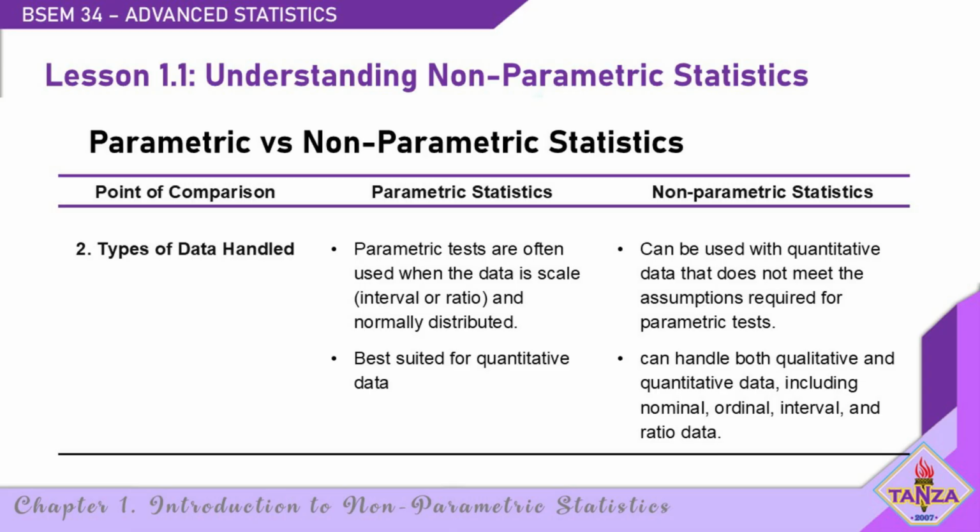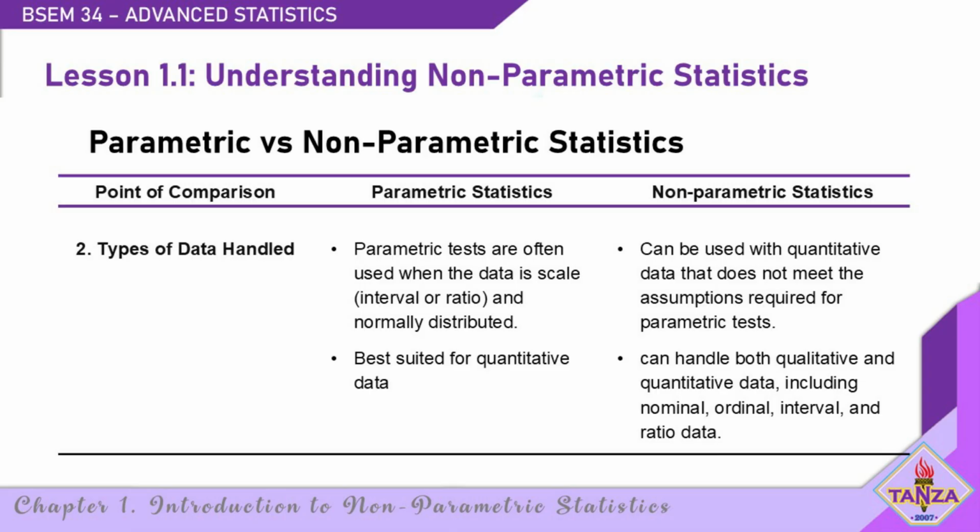Parametric tests work best when your data is quantitative, that means you're working with numbers you can measure, like height, temperature, or test scores. These numbers should also be on a scale, like interval, where the difference between values matters, or ratio, which has a true 0 point, like weight. Plus, the data should follow a normal distribution, that familiar bell curve we talked about earlier. So, parametric is great for nice, clean, numerical data that behaves predictably.